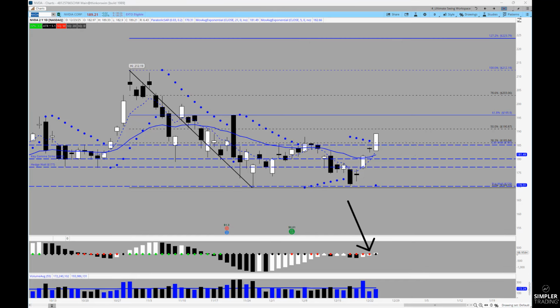We have a daily squeeze that is setting up in a bullish formation, and I think that could be great into the first quarter of 2026.